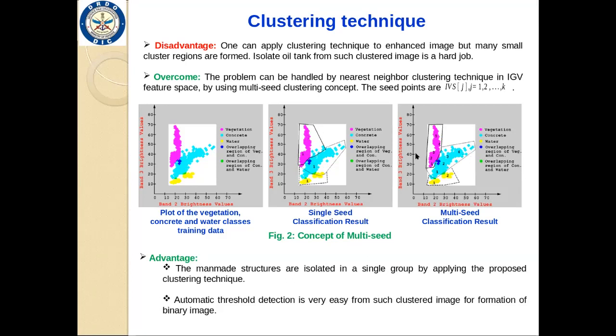We are combining this non-Gaussian field as a union of Gaussian fields using that concept. That is also in the IEEE paper on the multi-seed classification technique. Using this multi-seed classifier on the IGB feature space, we are applying further clustering for man-made structure isolation from the rest of the image.